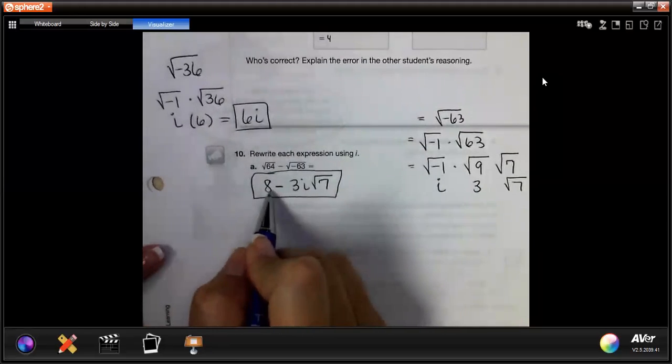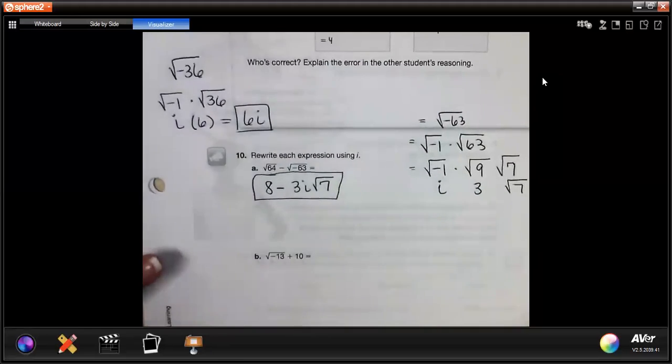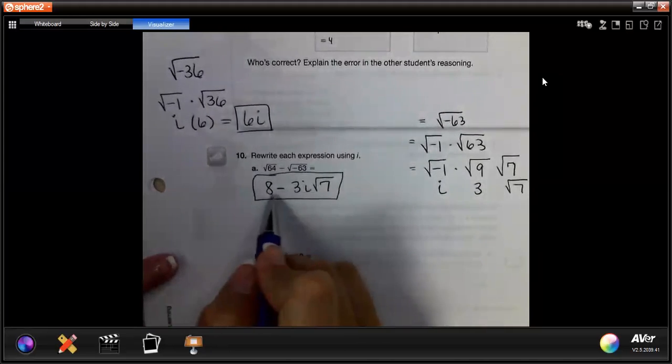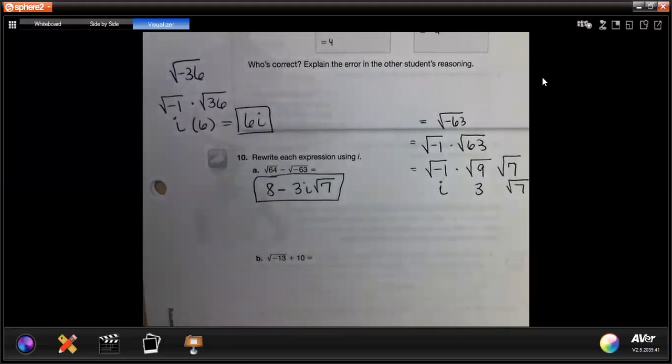I did not put these two together because they are not like terms. So it kind of gets treated like a variable where you're applying those same rules. If they're not like terms, you cannot put them together.